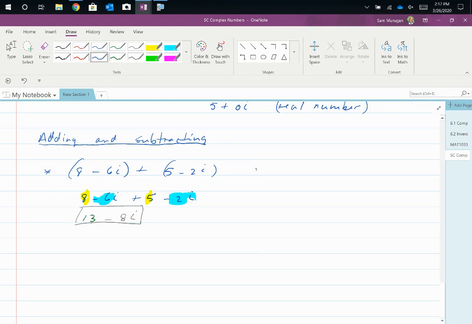If we're subtracting, we follow the same process. This is 5 minus 3i minus 7 minus 8i. So this is 5 minus 3i, and then distribute that negative 1 to negative 7 and positive 8i. Remember, negative times negative becomes positive 8i. So 5 minus 7 is negative 2, and negative 3i plus 8i is positive 5i.